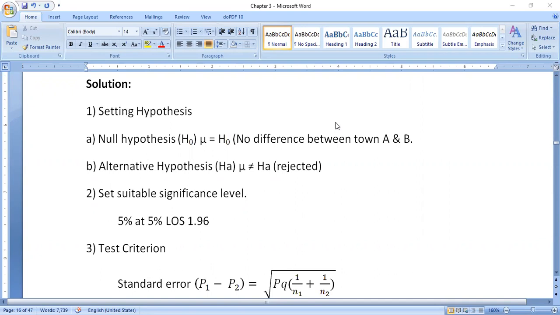Okay, simply I am writing here. First one is setting hypothesis. Null hypothesis, H naught: mu is equal to H naught, no difference between town A and town B. Then alternative hypothesis, HA: mu is not equal to HA. It is rejected. Like this you can write.